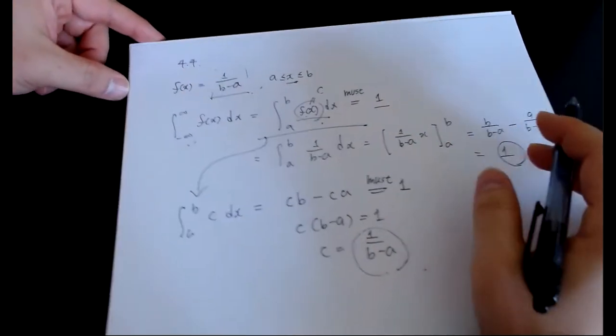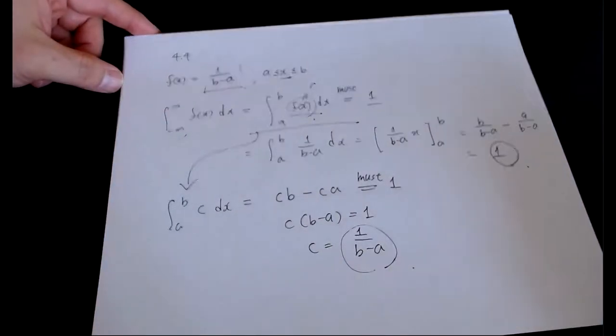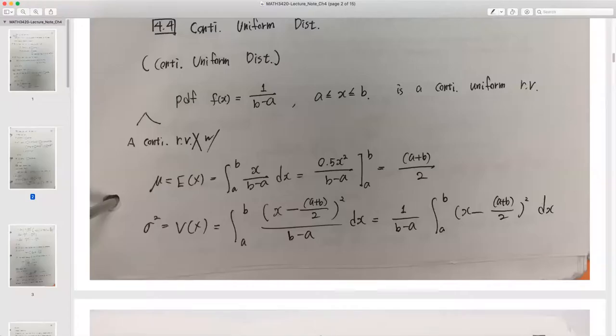Okay, now the expected value and the variance are given in the textbook, but let's see my lecture note. Here, the expected value of the continuous uniform distribution is a plus b over 2. Using the definition of expected value, which is the integral of x times f of x from a to b, evaluating that integral, you're going to get a plus b over 2.